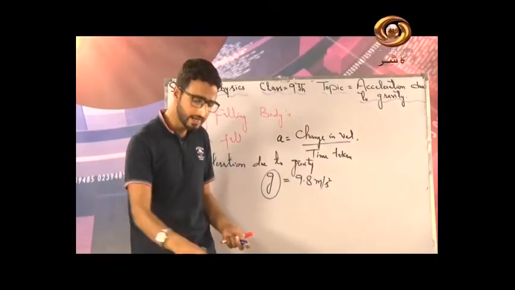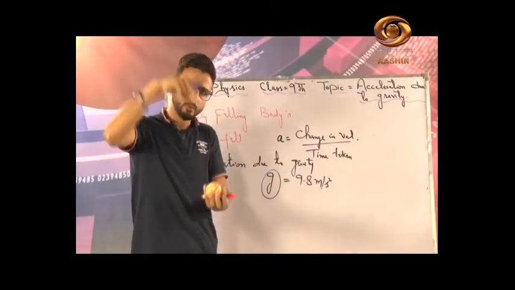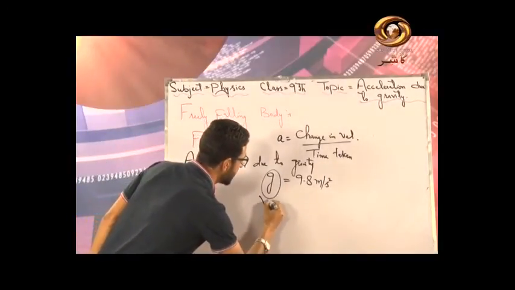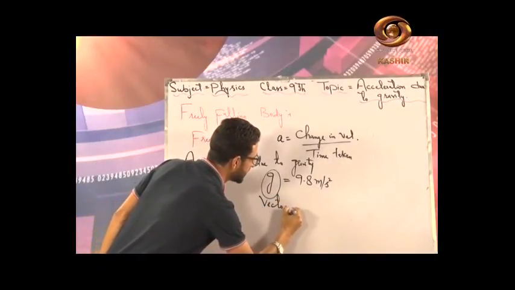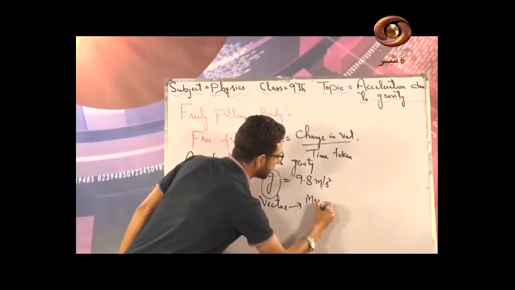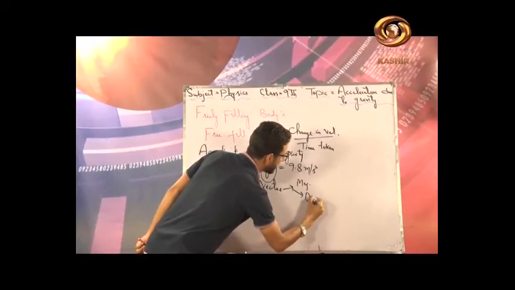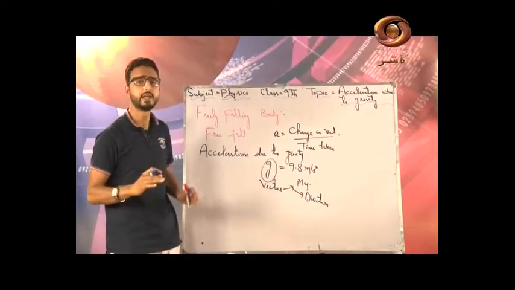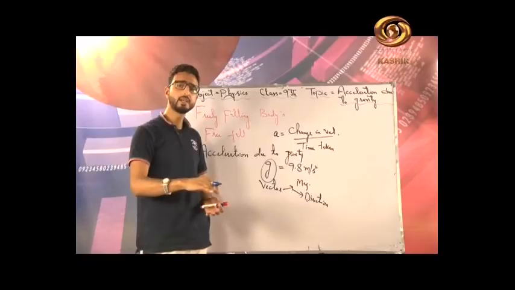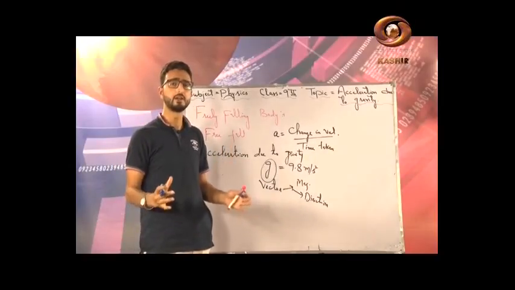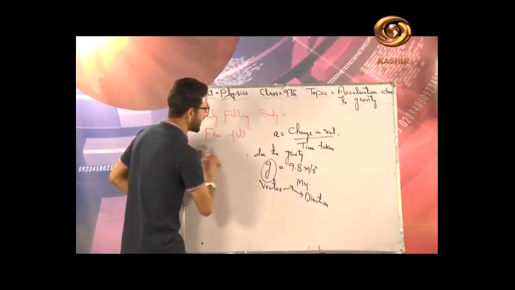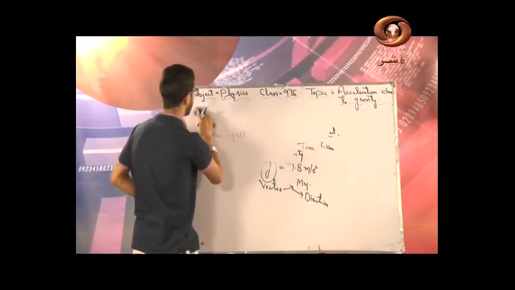और इसकी direction है, it is always directed vertically downwards towards the center of the earth. So this g is basically a vector quantity, so it possesses both magnitude as well as direction, and the direction of this acceleration due to gravity is always vertically downwards towards the center of the earth, right? So this was about the definition of acceleration due to gravity, right?